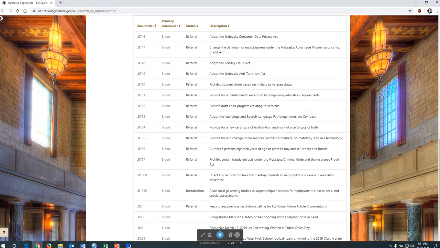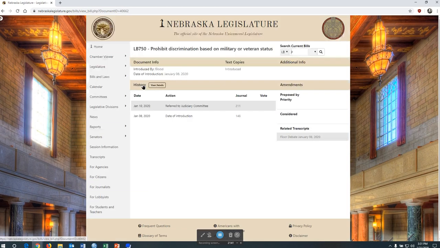And so if you just look at what Carol Blood has introduced, you can see some topics that you may be interested in. Prohibit discrimination based on military or veteran status. So if we want to look at LB 750, I'm going to click on the bill there, and you can say she introduced this on January 8th, which I think was the first day of session.